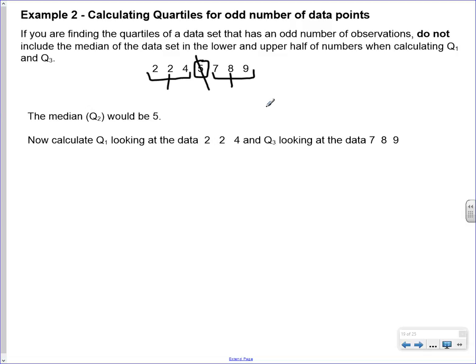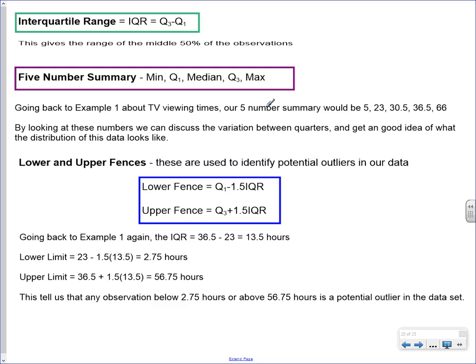Now, if you're doing this in your calculator, you don't really have to worry too much about it because it's going to calculate what you need. You don't have to worry about if there's an odd or even number of observations. But if you're doing this by hand, you might want to note that you need to ignore the median if you have an odd number of data points. Okay, so now that we have determined what Q3 and Q1 are, we're going to use them to be able to identify outliers.